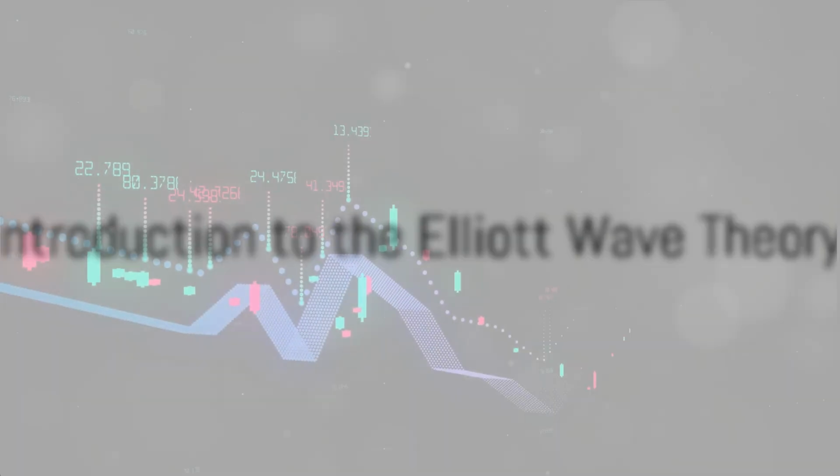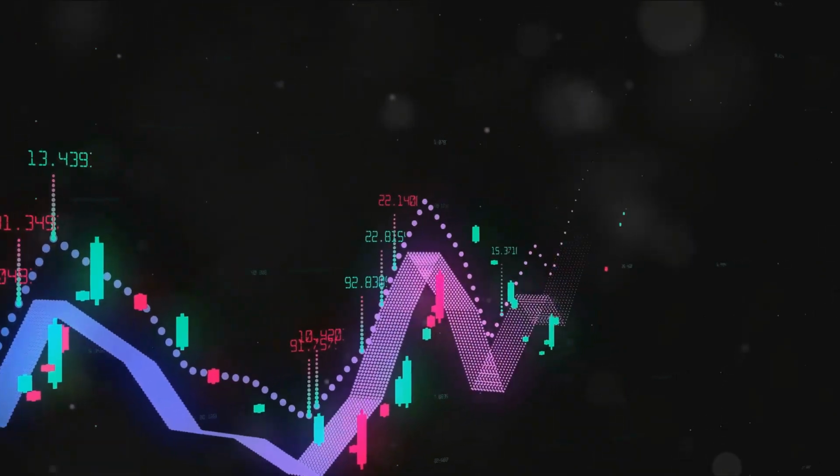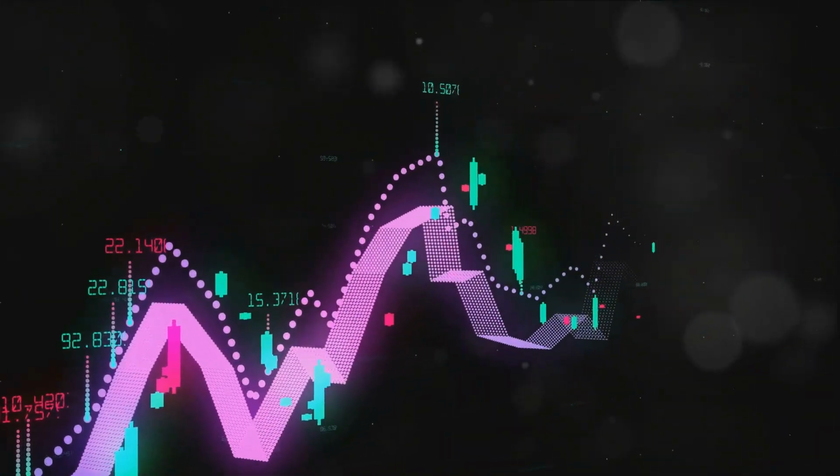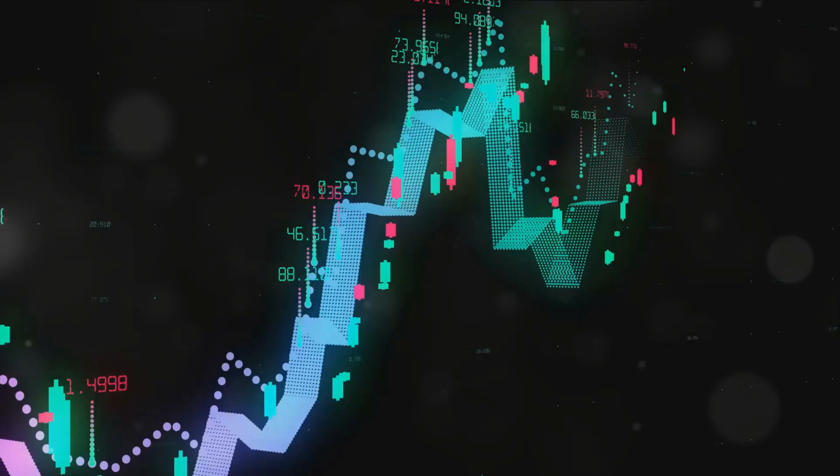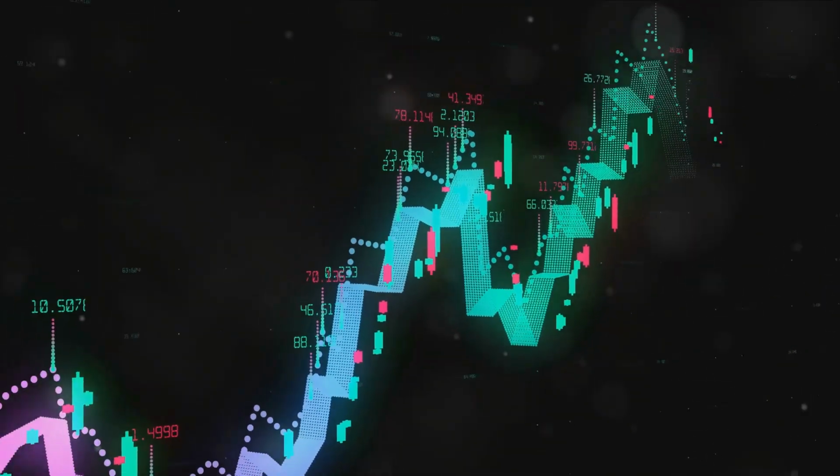Ever wondered how some traders seem to predict market trends with uncanny accuracy? Could the secret lie in the Elliott wave theory? Today, we delve into this fascinating concept and its potential role in trading.